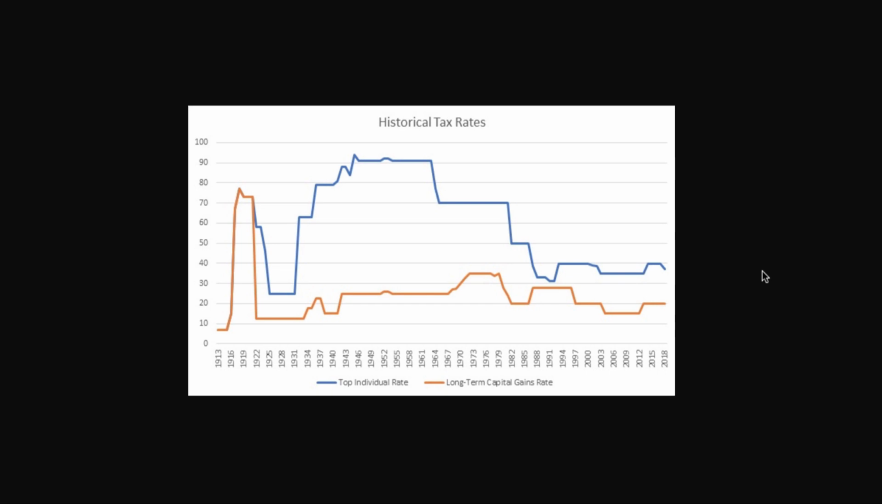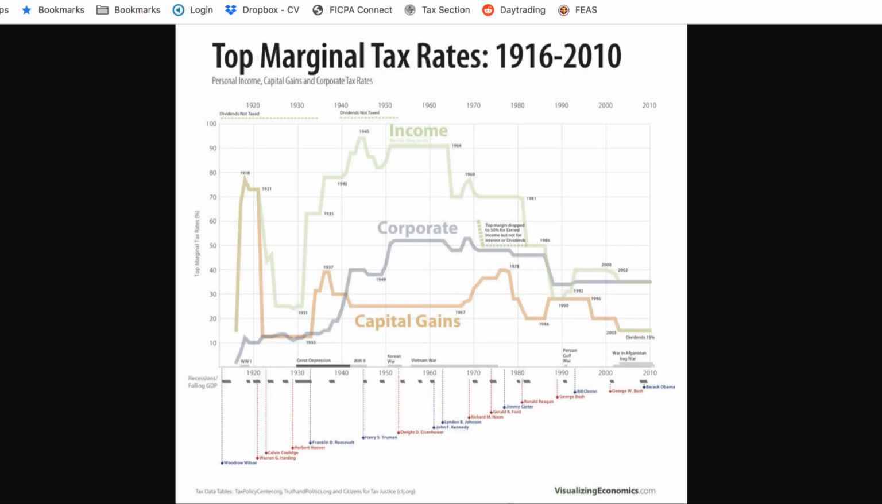So let's take a look also at the highest. All right, so here is a graph that shows you income tax rates, capital gains rates, and corporate rates, highest marginal rate altogether. What you notice, we've already looked at the income tax and the capital gains rate both.